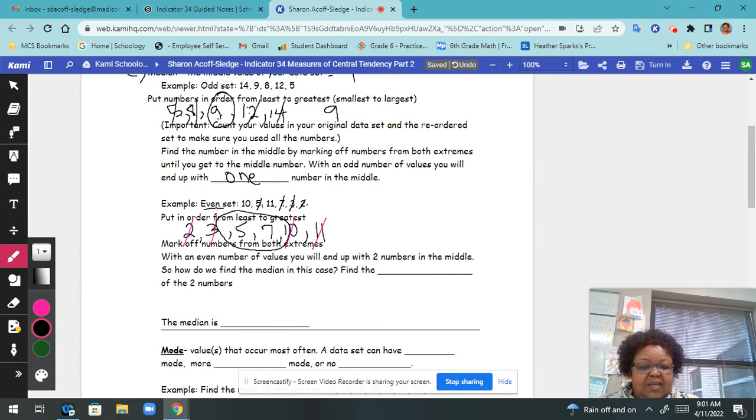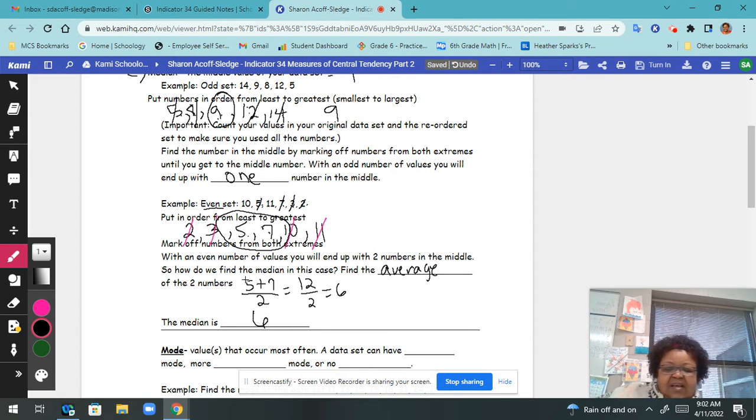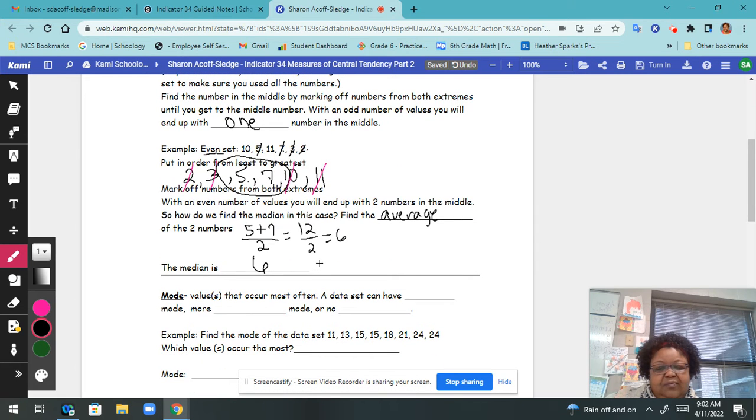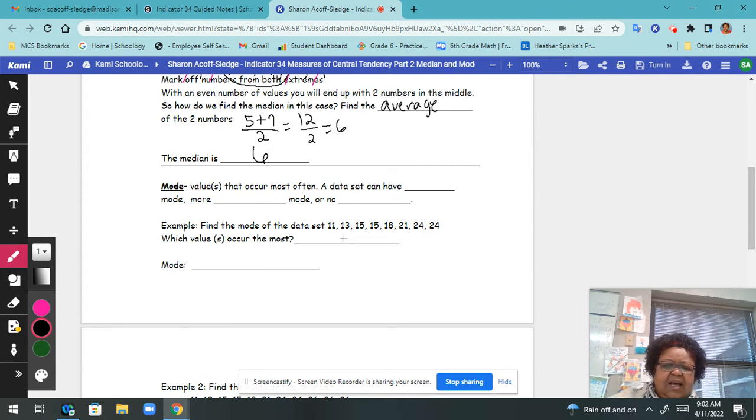So how do we find the median in this case? You take the average. We already know how to do the average of the 2 numbers. So what I'm going to do is add 5 plus 7. And what am I going to divide by? 2, because I have 2 values. 5 plus 7 is 12, divided by 2, and that's 6. So my median is 6. But look, if you got a 5 and a 7, 6 is in between. So it kind of makes sense. 5, 6, 7. That 6 would be in the middle. So that's how you do it with an odd number of numbers and an even number of numbers.